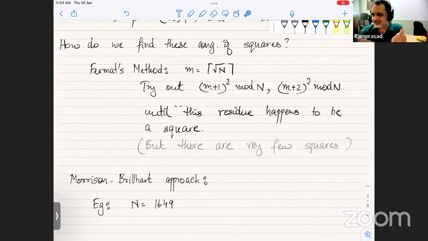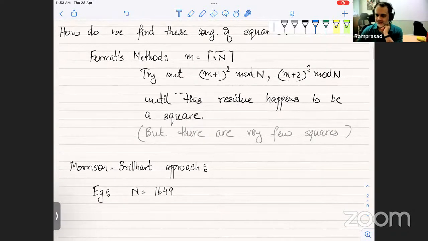Let's try to build up to a square slowly. So what I'm going to do is instead give you an example of what happens to 1649. I don't know if people recognize what the factors of 1649 are, but let's just see how Morrison and Brillhart's approach will work. The first thing is we need to get a sense of what this m is, like, what is the rough square root of this number?